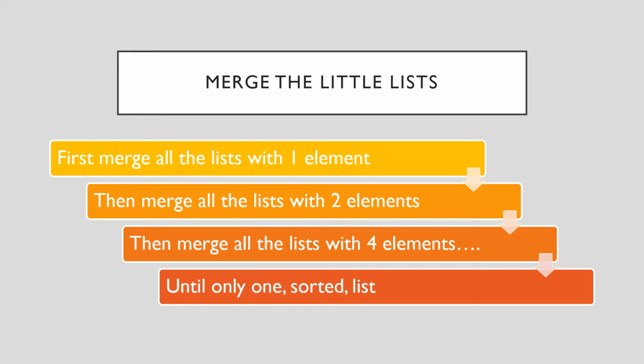First, we're going to merge all the lists with one item in, and then we'll have a lot of lists with 2 items. And then we'll merge them to have a lot of lists with 4 items, and so on. We keep merge, merge, merge until we end up with one big list, which is sorted.